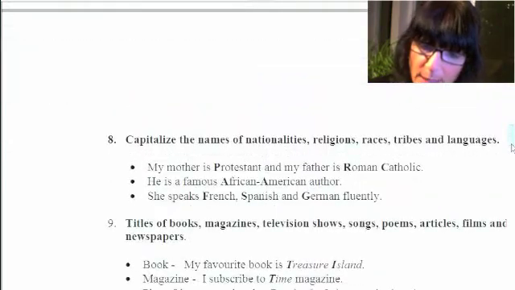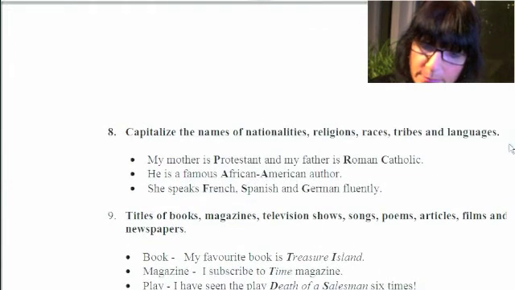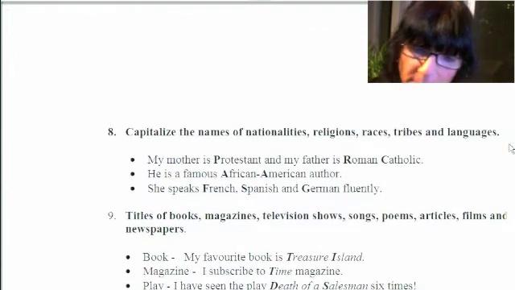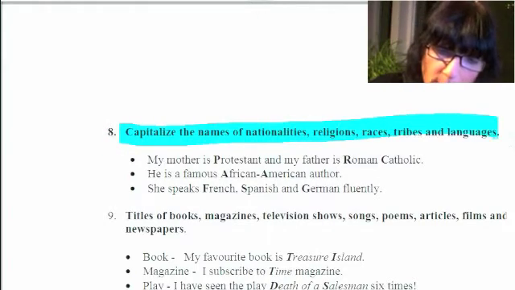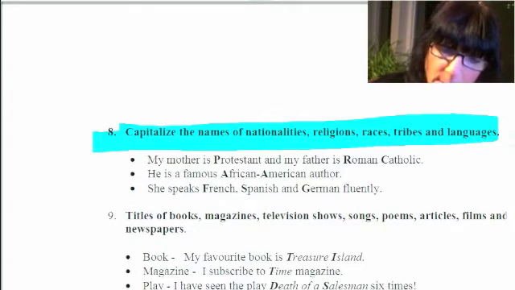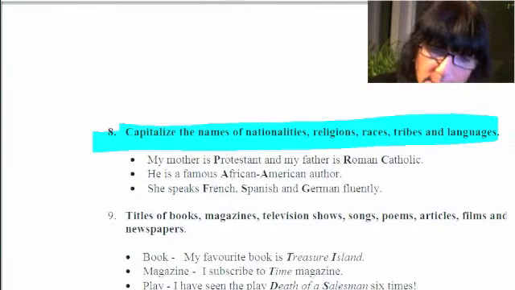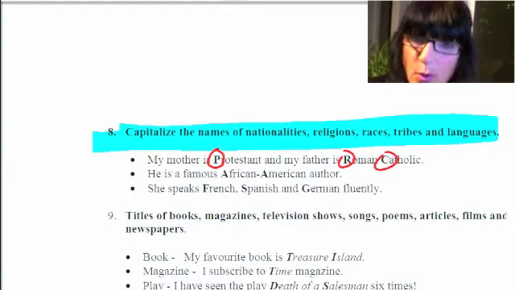Okay? And then the eighth rule, capitalize the names of nationalities, religions, races, tribes, and languages. And let's look at these examples. My mother is Protestant and my father is Roman Catholic. So Protestant would be capitalized, Roman and Catholic, and that is because they're all religions.